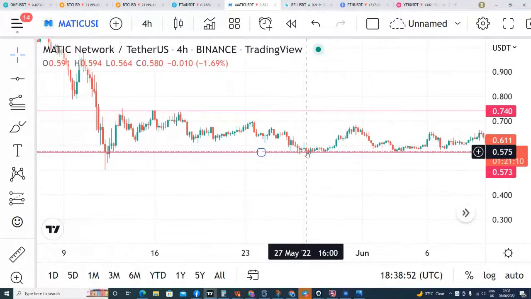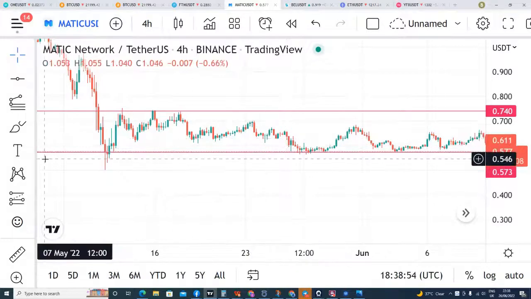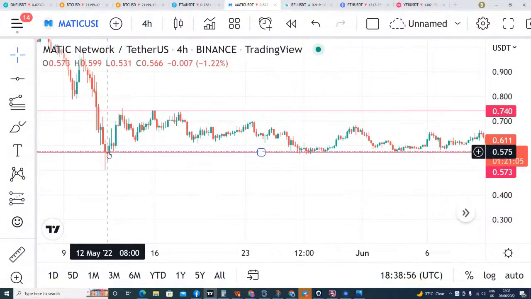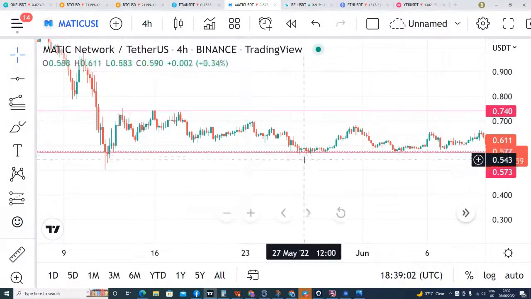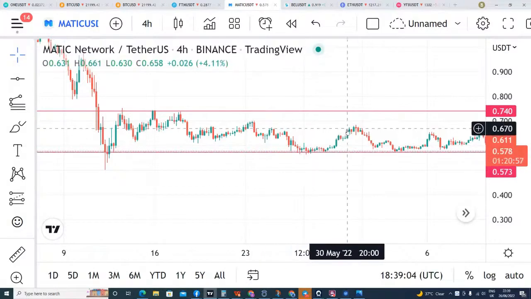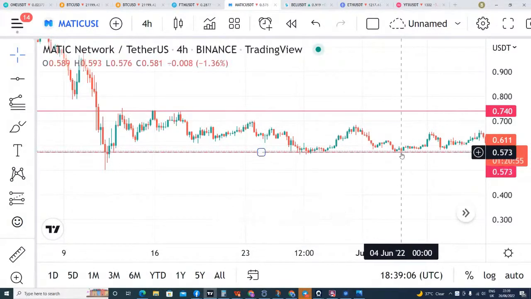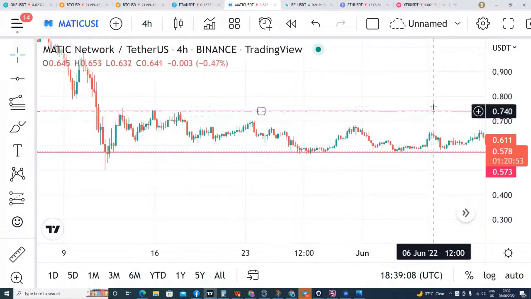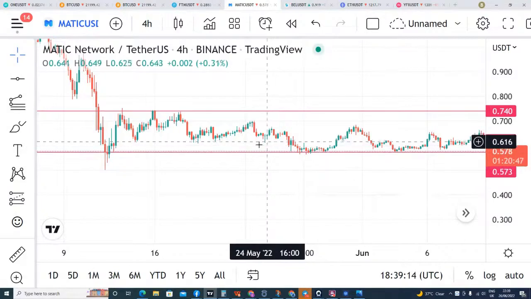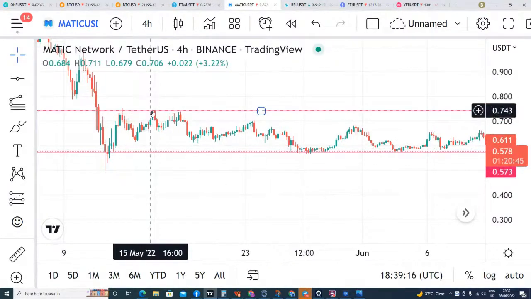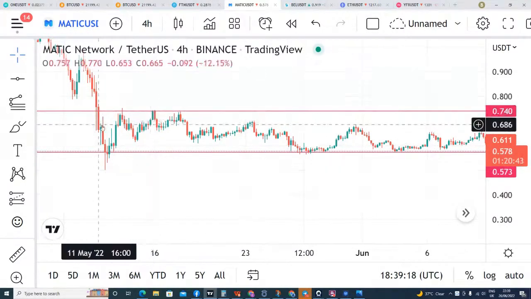Why is this place a support level? Because price has tested this particular place the first time, and the price moved up from there. It tested again, it moves up from here. Tested another time, still moves up. So this place is a support level.